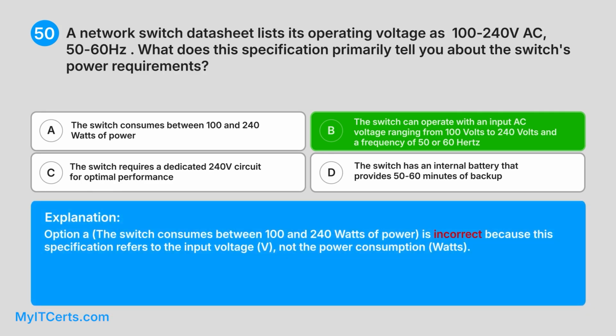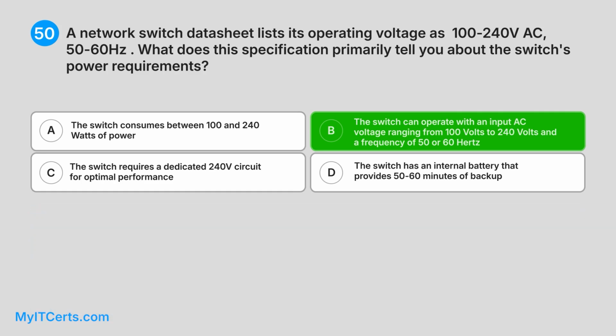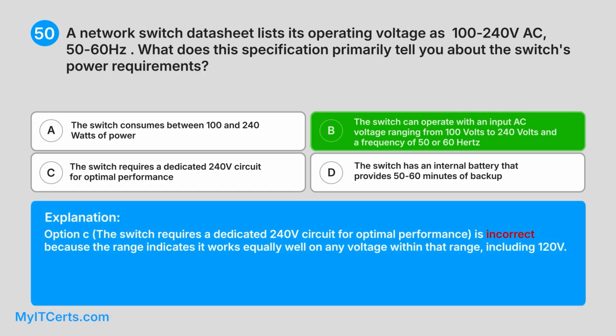Option A, the switch consumes between 100 and 240 watts of power, is incorrect because this specification refers to the input voltage, V, not the power consumption, watts. Option C, the switch requires a dedicated 240V circuit for optimal performance, is incorrect because the range indicates it works equally well on any voltage within that range, including 120V.